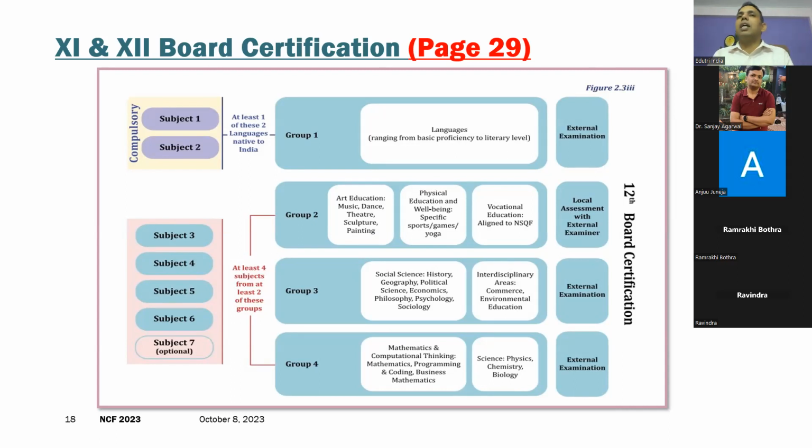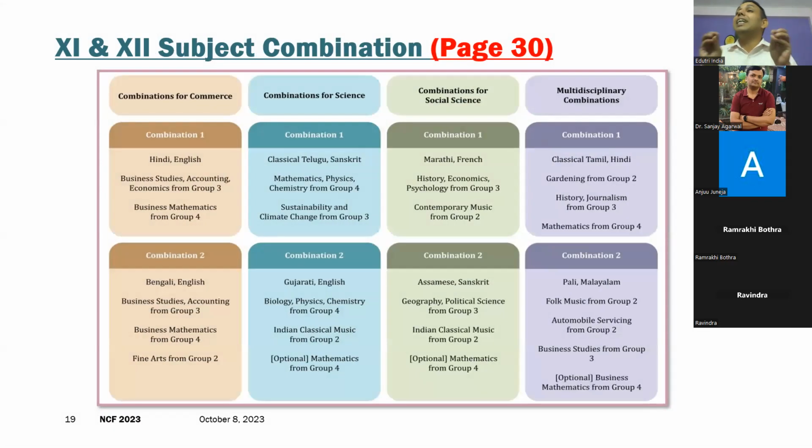Thank you. Anyone else having any problem in this permutation and combination of the subject selection? Because there is a lot of talk about that also. So I hope it is clear. There is not going to be any change in science, commerce, or humanities. It will be the same, only one additional language which I have to study in class 11th and 12th.